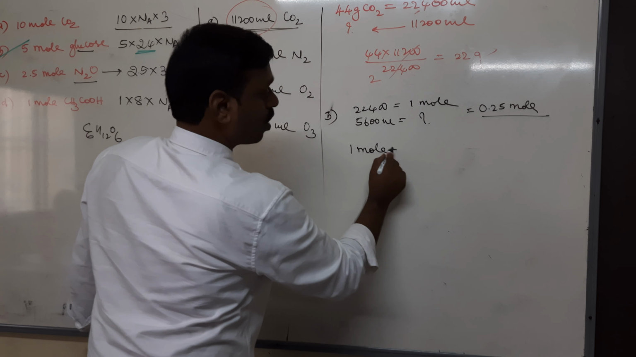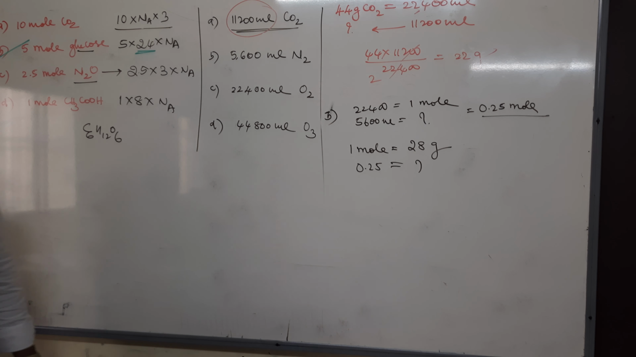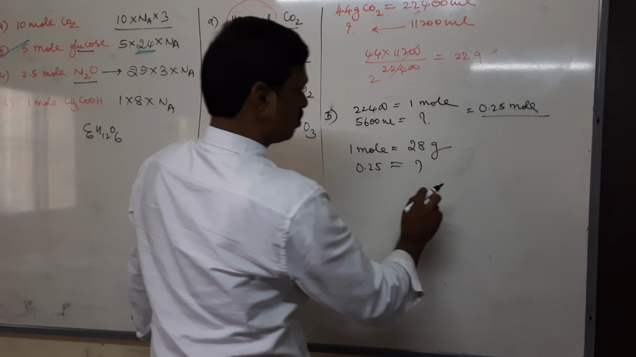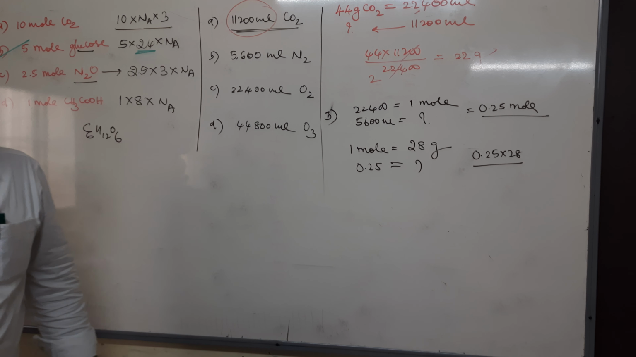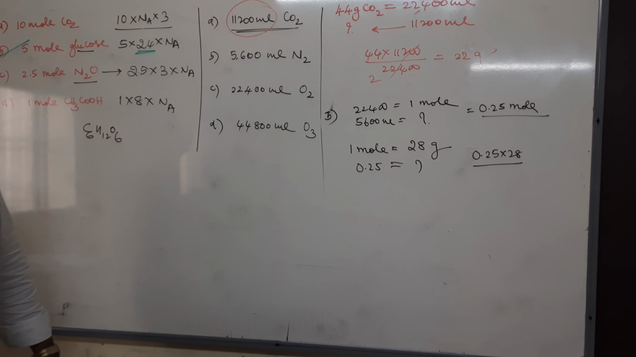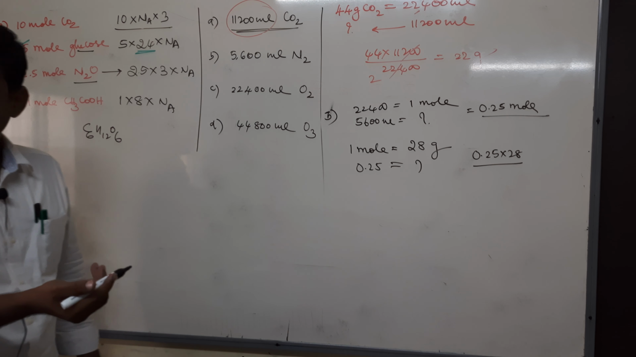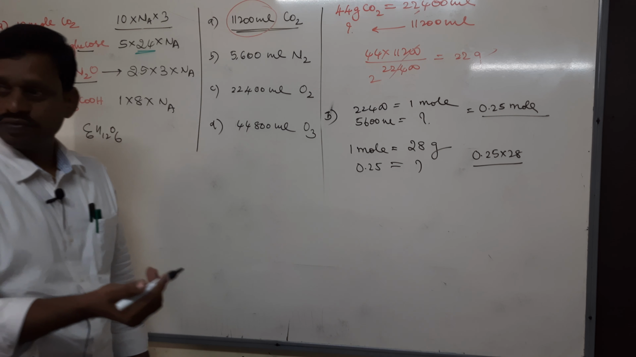Then how many moles are given? 0.25. You multiply with 0.25, which means 1/4. No, mass. 1 mole equals 28 grams, 0.25 mole equals how many grams? 0.25 multiplied with 28. 0.25 means 1/4, right? 1/4 means 28/4. 28/4 is 7. Did you not understand? Okay, so this is nothing but 28/4 equals 7 grams.